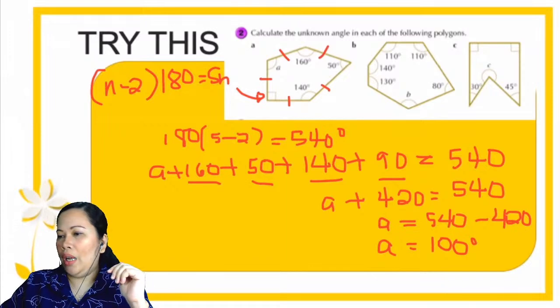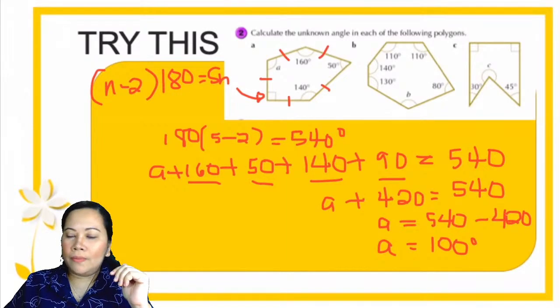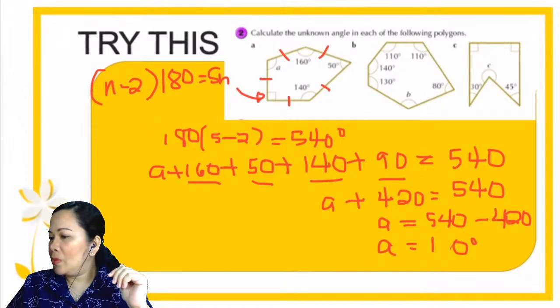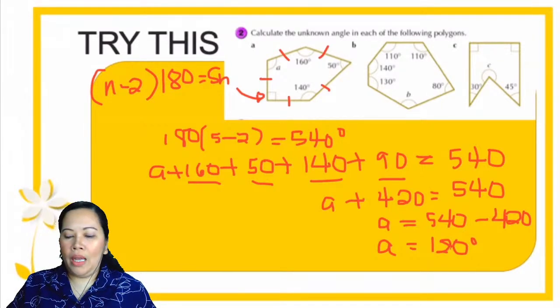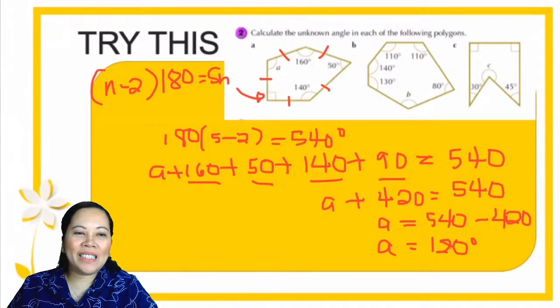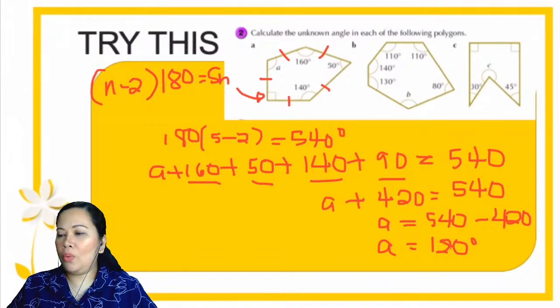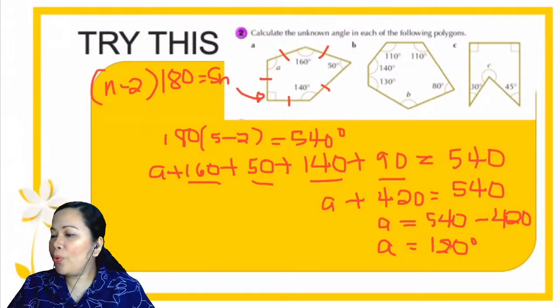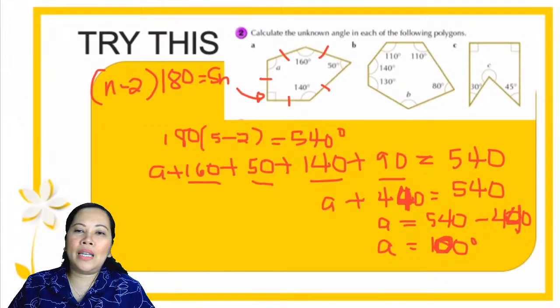Let me just check, okay? 160 plus 50 plus 140 plus 90 is 440. Sorry, not 420. Oh my goodness. So therefore, your angle A is 100.